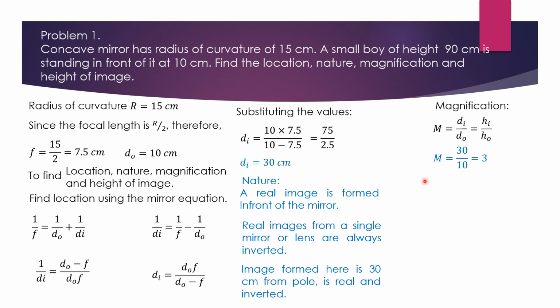I will use this magnification of 3 with hi over ho to find the height of the image. So hi over ho is equal to 3, hi is equal to 3 ho. I have the height of the object, that is, it is 90 cm tall. I put 90 for ho, and hi, height of the image, is 3 into 90, which is 270 centimeter.